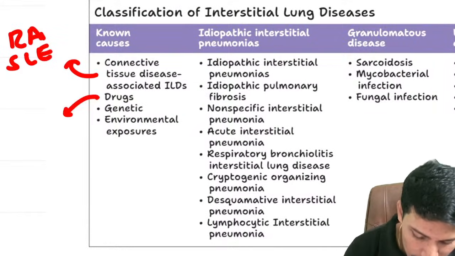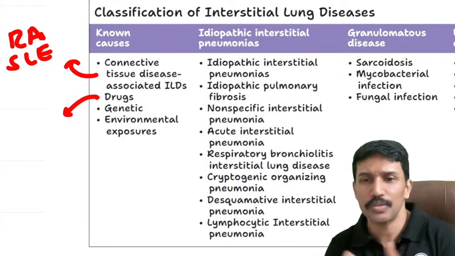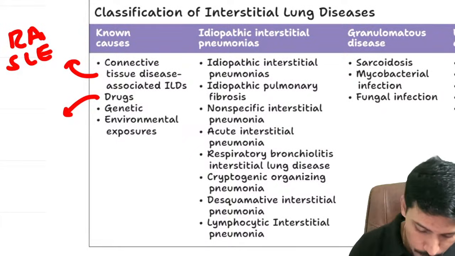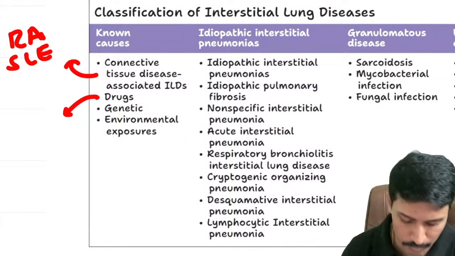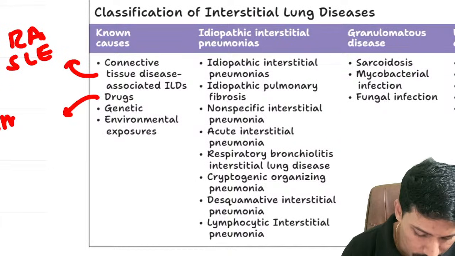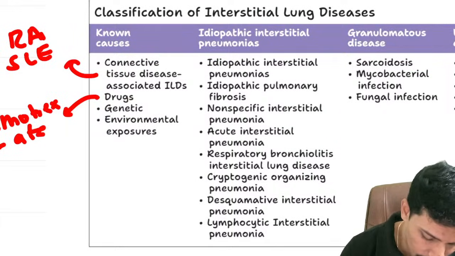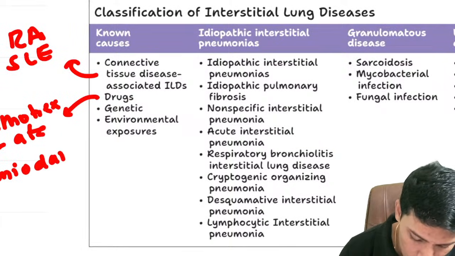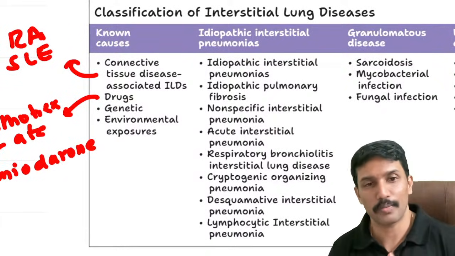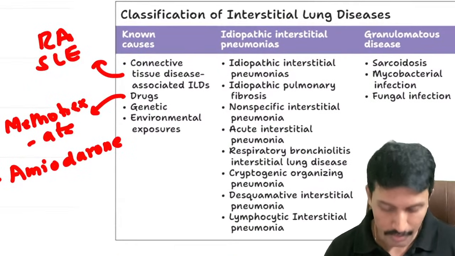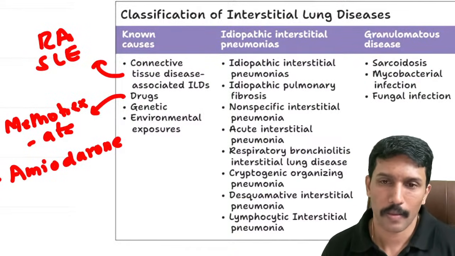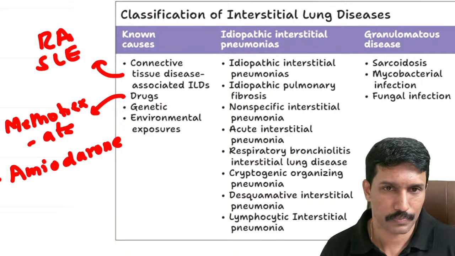Then drugs are known to cause ILD. So if it is drug induced, it's an ILD of known cause. Examples of drugs I want you to write are mainly two drugs, remember. The first is methotrexate. And the second drug I want you to remember is amiodarone. Amiodarone is known to cause interstitial lung disease, also retroperitoneal fibrosis and lung fibrosis.